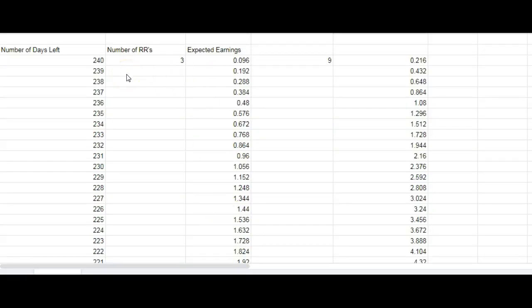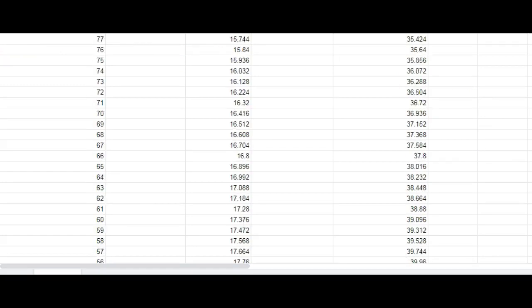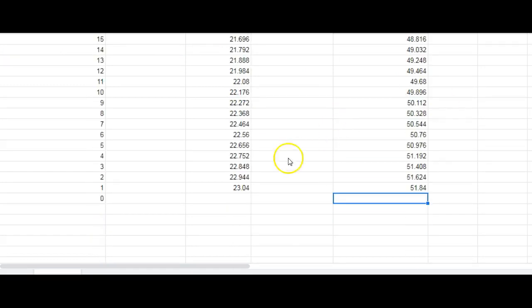Just as an interesting fact, if you rented 3 referrals and those were the actual earnings that you got and you didn't do anything else, then this is the amount that you would have earned at the end of your 240 days. You would have got $23.04 back for your $4.14 expense. So you would be in profit at that point.